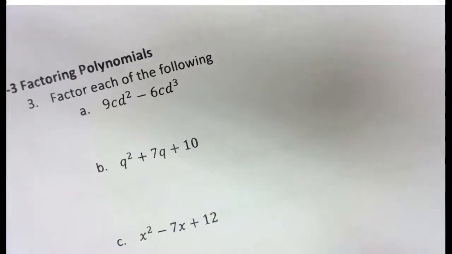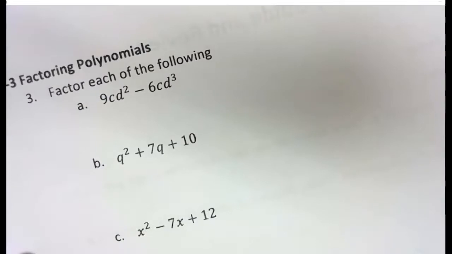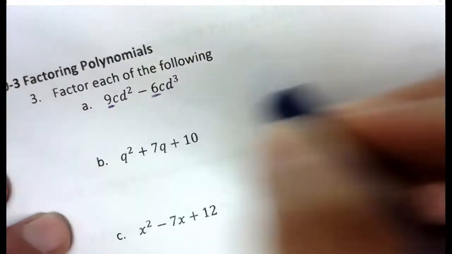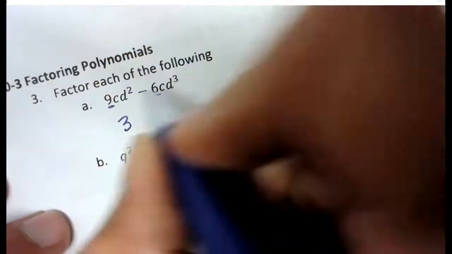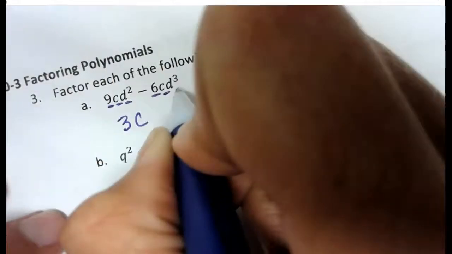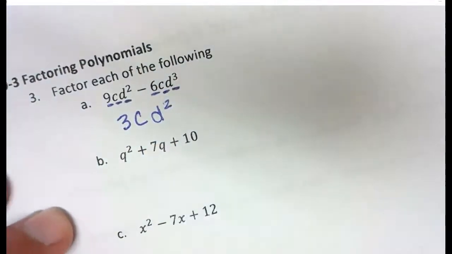So in example 3, I only have 2 terms. So right away I'm thinking of a GCF. So 9 and 6 both have a common factor of 3. C is in each term, so I take out a C. And I have 2 D's here, and I have 3 there, so I take out 2. So the GCF is 3CD squared.